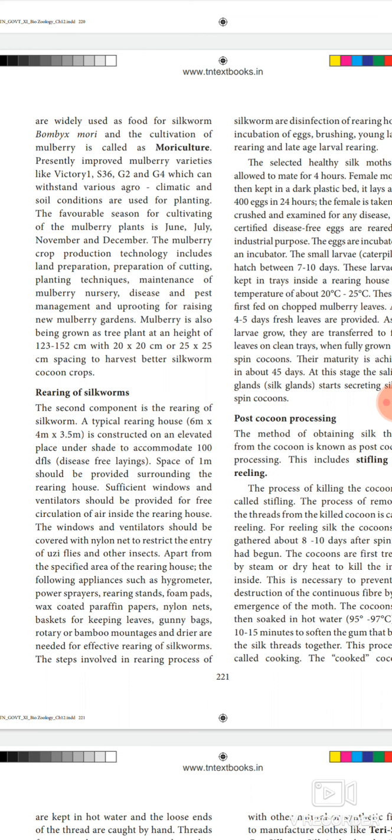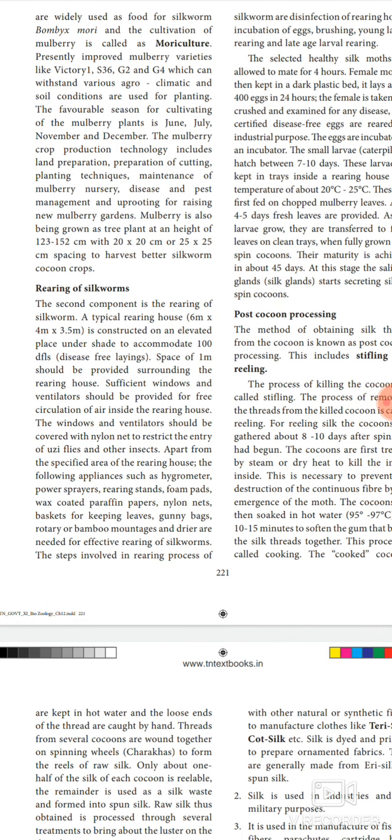Sufficient windows and ventilators will be provided for light and for circulation of air inside the rearing house. The windows and ventilators should be covered with nylon net to restrict the entry of Uzi flies and other insects. Why? To prevent the entry of other living organisms.